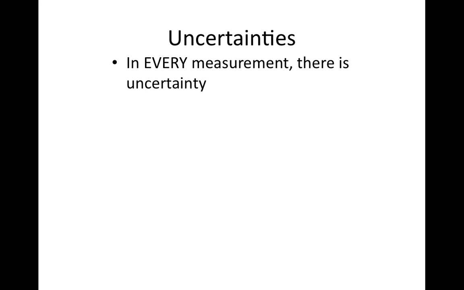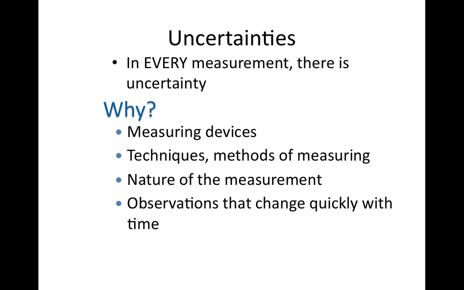Okay, we as humans are less precise than maybe a machine, but devices still come with some level of uncertainty. The measuring device could be a little bit off. Maybe the techniques or methods of measuring by the scientist, or even you, the student, may be a little bit imperfect. The nature of the measurement itself, sometimes observations have to be taken that change quickly with time. So there's always going to be some level of measurement that's not exact, and so we take into account this level of uncertainty.